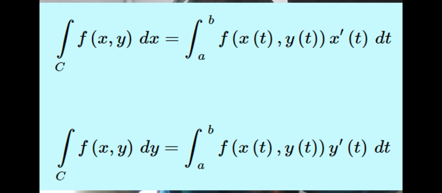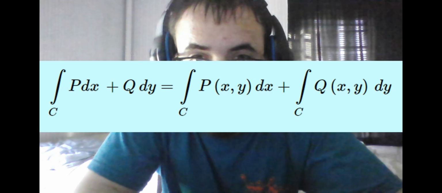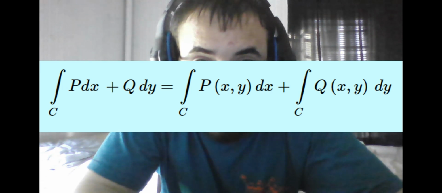If we remember how line integrals can be broken up into smaller line integrals, it should follow that the line integral of p times change in x plus q times change in y can be split up into two separate integrals, one with respect to x and one with respect to y, as shown.